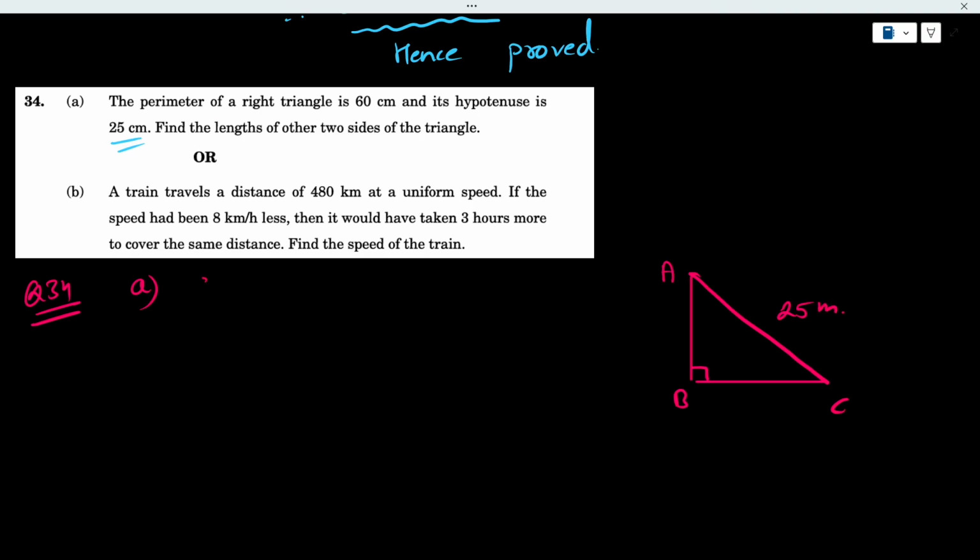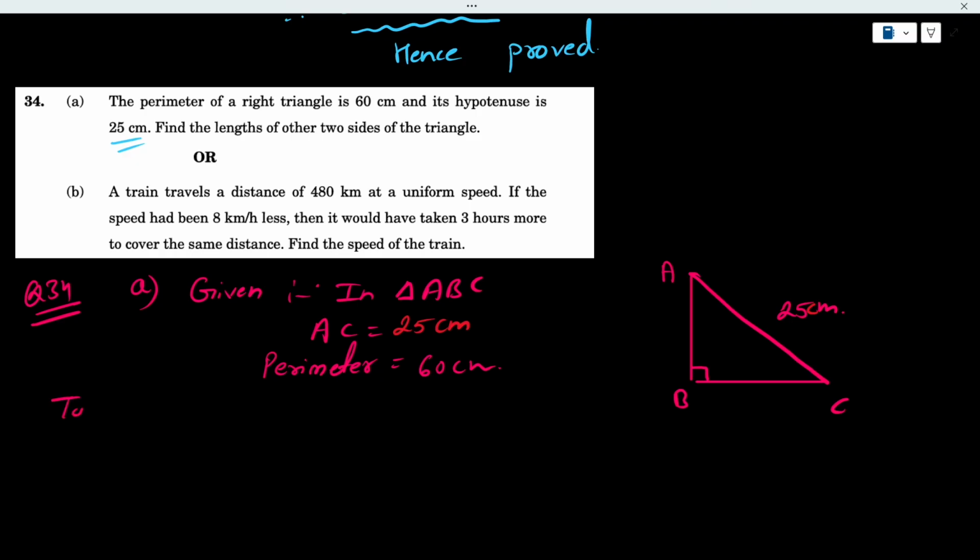So what is given here? In triangle ABC, AC is given as 25, not meter, it is centimeter. So this is in centimeter. AC is given as 25 centimeter, right? After that, what else is given here? The perimeter, right? The perimeter of the triangle means the sum of all the three sides. So the perimeter is given as 60 centimeter, right?